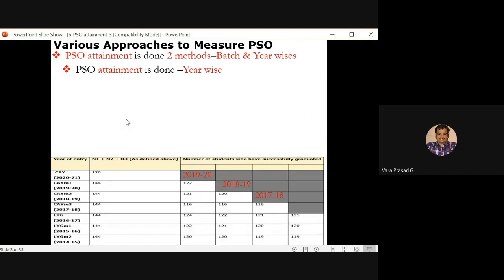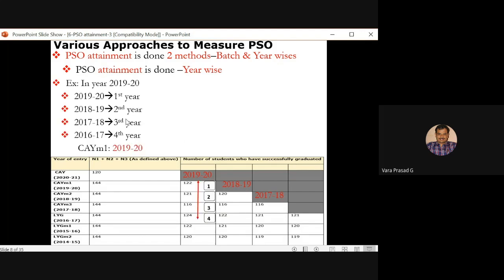Now, I'm doing the PSO attainments year wise. This is how it overcomes the previous approach, because there is no need to wait for the 4 years to calculate the PSO attainments year wise. How do you calculate the PSO attainment here? The simple way is that you take, for example, the year 19-20. Have you seen here, we are taking year wise.